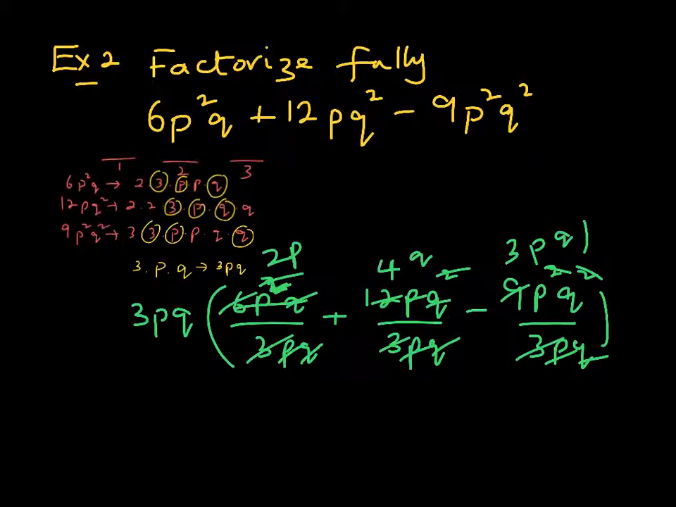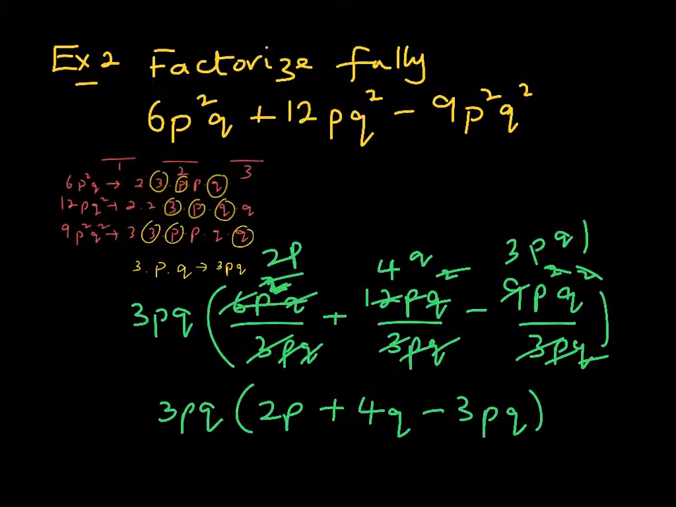Okay, so now we can write it as 3pq into 2p plus 4q minus 3pq. So now we have successfully factorized 6p squared q plus 12pq squared minus 9p squared q squared.